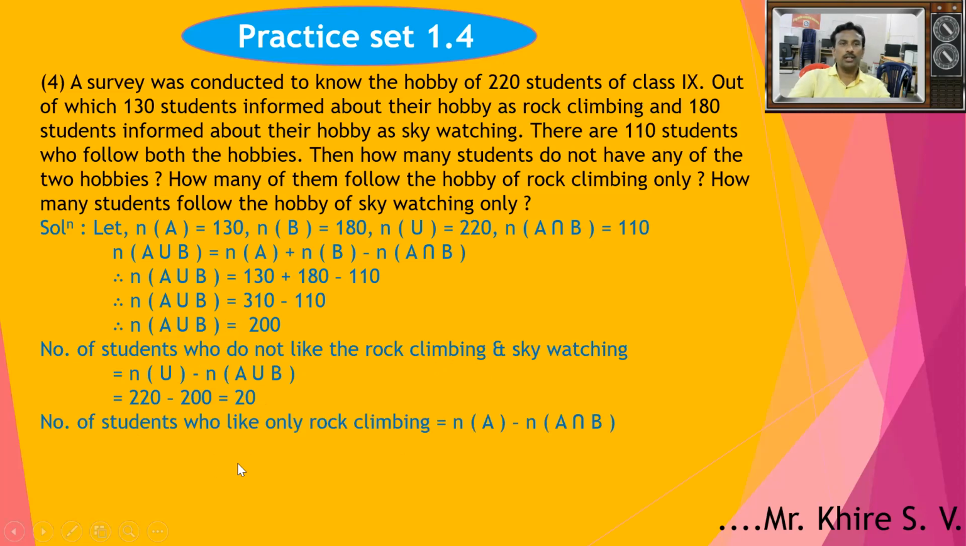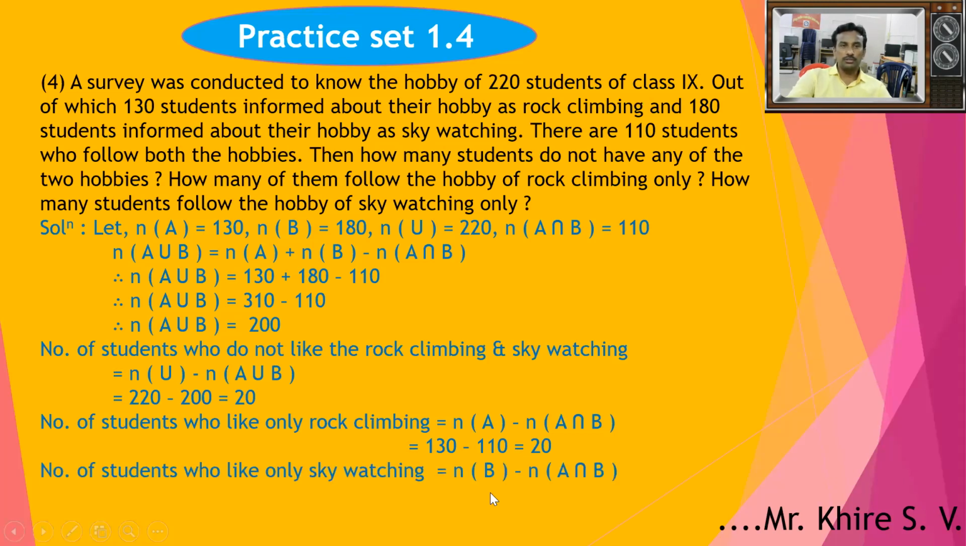Now, number of students who like only rock climbing is number of A minus number of A intersection B. Number of A is 130 and number of A intersection B is 110. Means 130 minus 110 is equal to 20 again. Means who like only rock climbing, the number of students is 20.